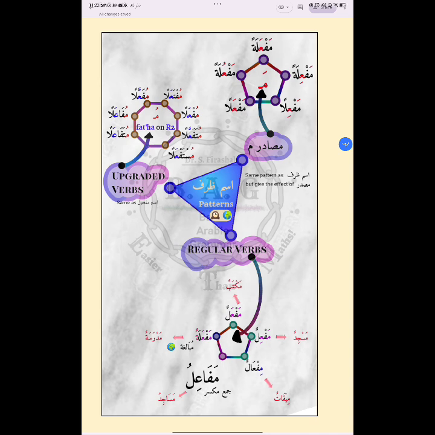Now, same as ism maf'ul. So these patterns, the upgraded words, are actually the same as ism maf'ul. So if you have already watched the video lecture on ism maf'ul and maf'ul, you would have a better understanding of what ism maf'ul is.